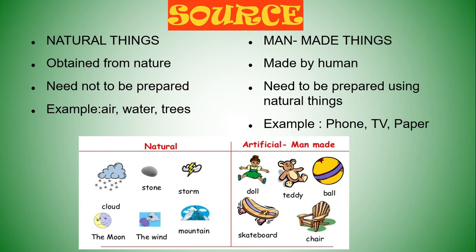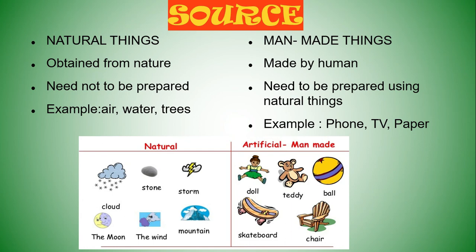What are man-made things? These are made by humans, made by men and women. And these are made by using natural things. For example, a chair. The chair on which we are sitting is made up of wood. And this wood is coming from trees. And these trees are natural things. So see that man-made things are made by using natural things. Examples: phone, TV, paper, doll, teddy, balls, skateboard. These are all examples of man-made things.